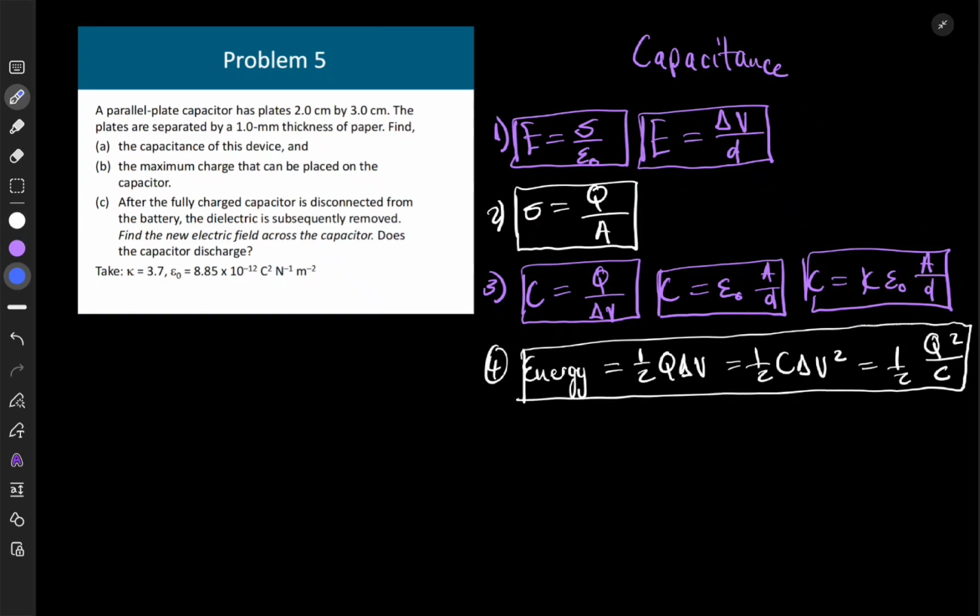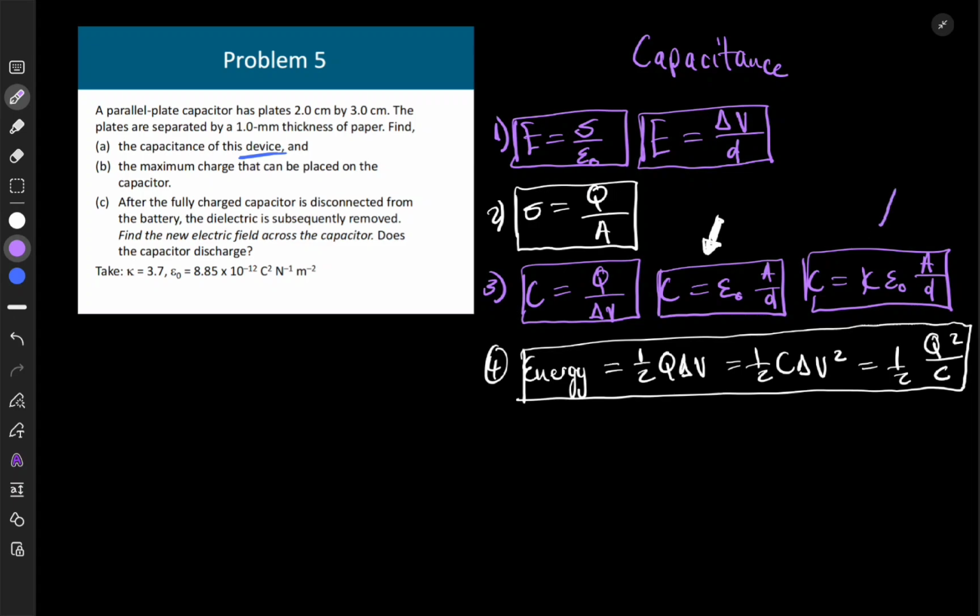So let's choose one. What are they asking us? Capacitance of the device. So we come to these formulas. Look at how easy it is. You come to these formulas and choose the one which works for the situation you have. What is the situation? They say that we have a parallel plate capacitor. The plates are separated by paper, not air. So that means there is a material, there is a dielectric.